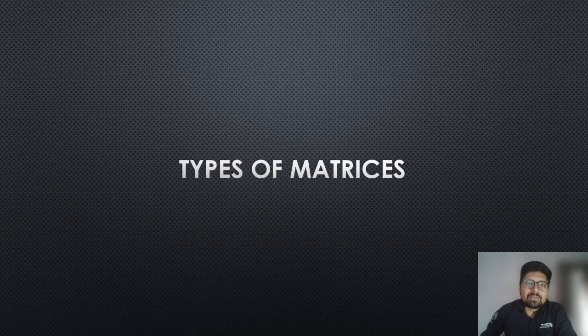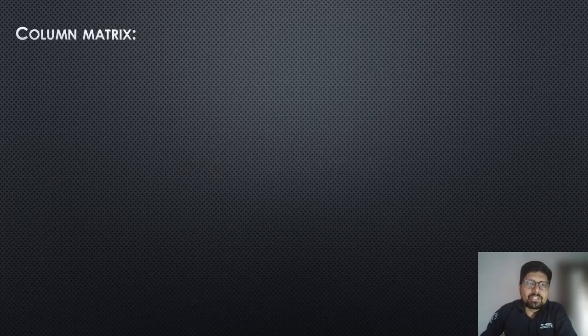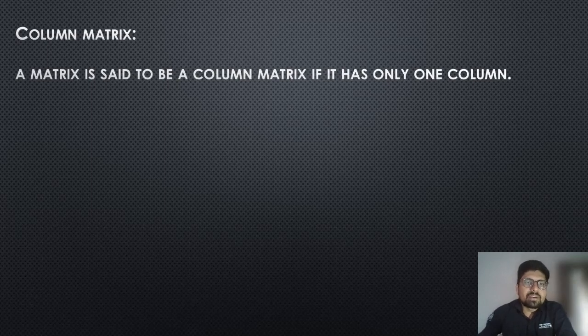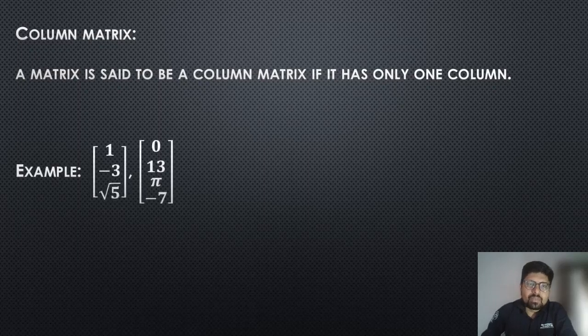Let's discuss now types of matrices. The very first definition is column matrix. What it says, a matrix is said to be a column matrix if it has only one column. Let's have some examples. Now in this first one, you can see it has a total of 3 rows and 1 column, a single column, and 3 rows, first row, second row, and third row.